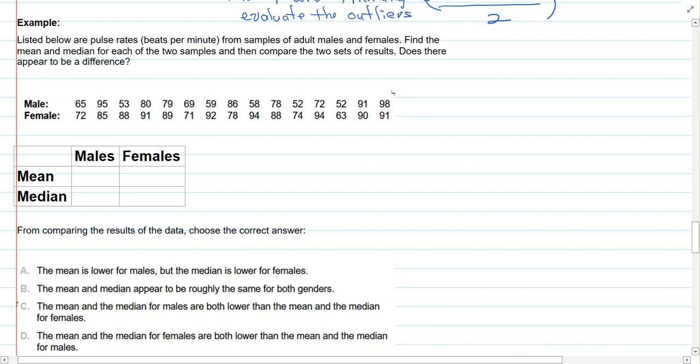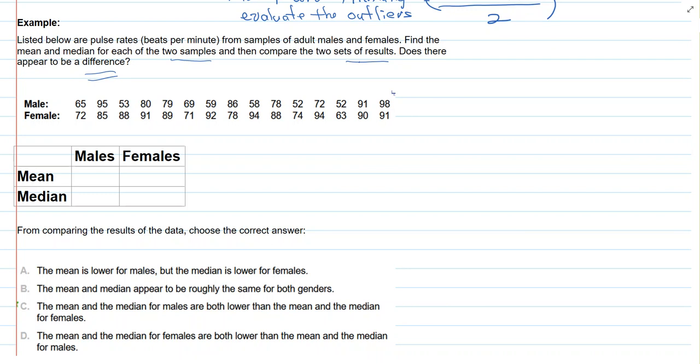So let me read it for you and you follow along. Listed below are pulse rates, beats per minute, from samples of adult males and females. Find the mean and median of each of the two samples, then compare the two sets of results. Does there appear to be a difference? So we're analyzing the differences between male and female pulse rates with a small sample set.